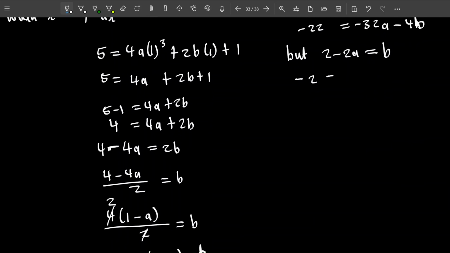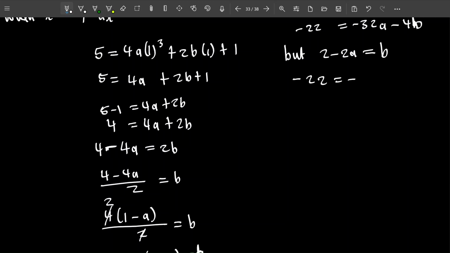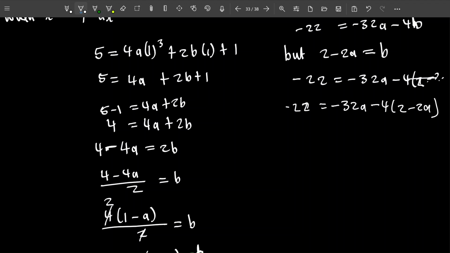2 minus 2a. Sorry, we already know that. We're saying negative 22 is equal to negative 32a, then minus 4, and what is b? 2 minus 2a. So my b is 2 minus 2a. Negative 22 is equal to negative 32a minus 4 multiplying 2 minus 2a. Okay, so this line goes.